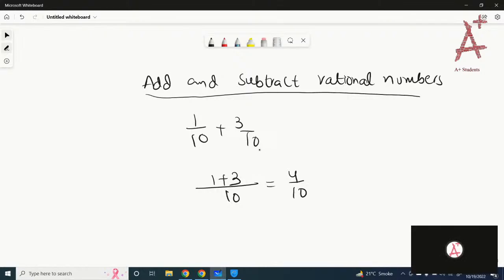So you need to find a number that can divide both numerator and denominator, a common number. Got it? So a common number that can divide both numerator and denominator is 2. So it would be 2 times 2 is 4 and 2 times 5 is 10. So then the answer in simplest form is 2 over 5. Got it?